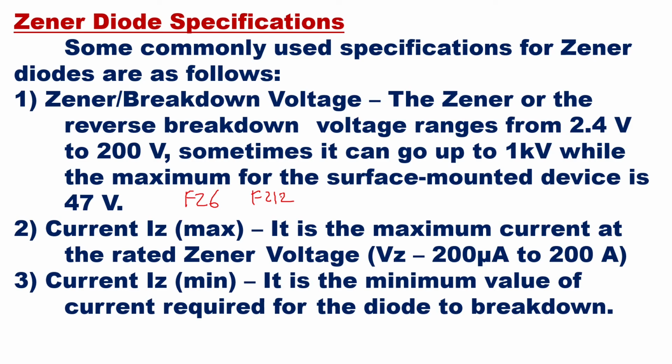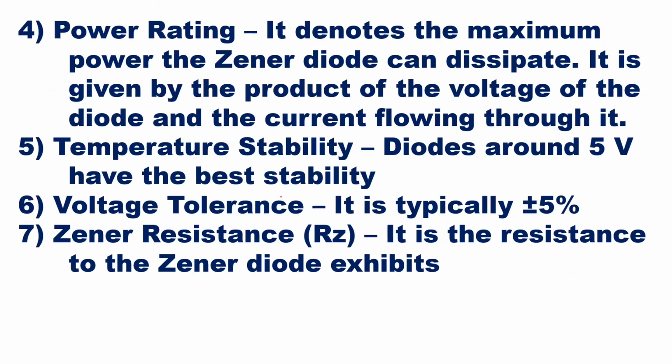Then number two is the current IZ maximum. It is the maximum current at the rated Zener voltage VZ, from 200 microampere to 200 ampere. Then current IZ minimum is the minimum value of current required for the diode to break down. Then fourth is the power rating. It denotes the maximum power the Zener diode can dissipate. It is given by the product of the voltage of the diode and the current flowing through it, that is P is equal to V into I.